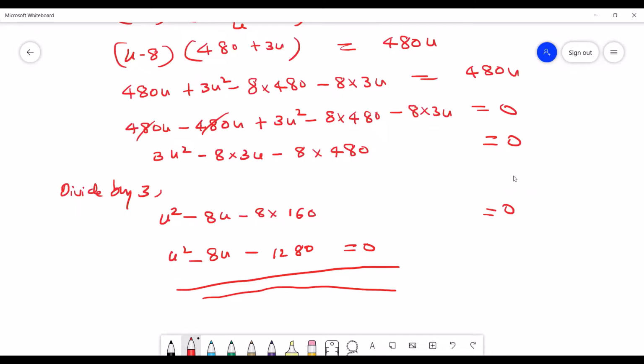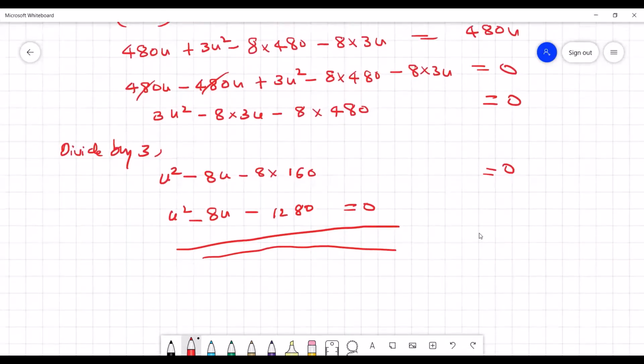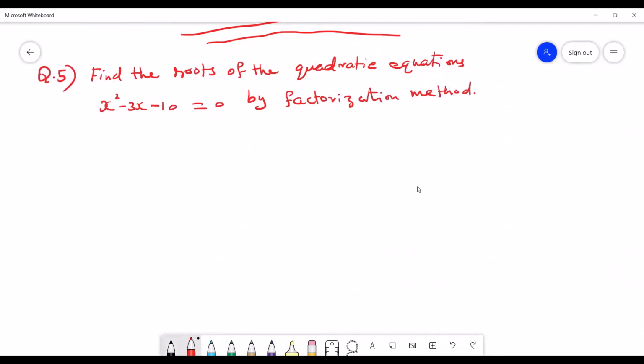So this is an unsolved question from the exercise. Fifth question, we have to find the roots of this given equation by the factorization method. The equation is x square minus 3x minus 10 equal to 0. Let us split the middle term as we already know. The middle term is 3x, such that we have to introduce two numbers so that their product should be minus 10 as well as their sum is 3.